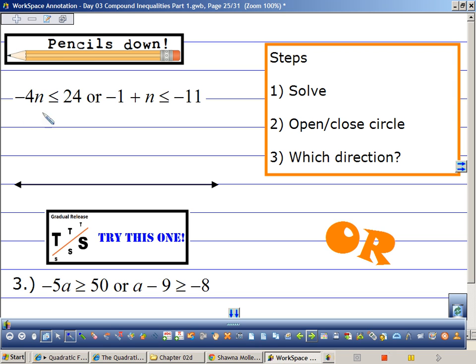Okay, what about this one? Yeah, we're going to have to flip the sign.